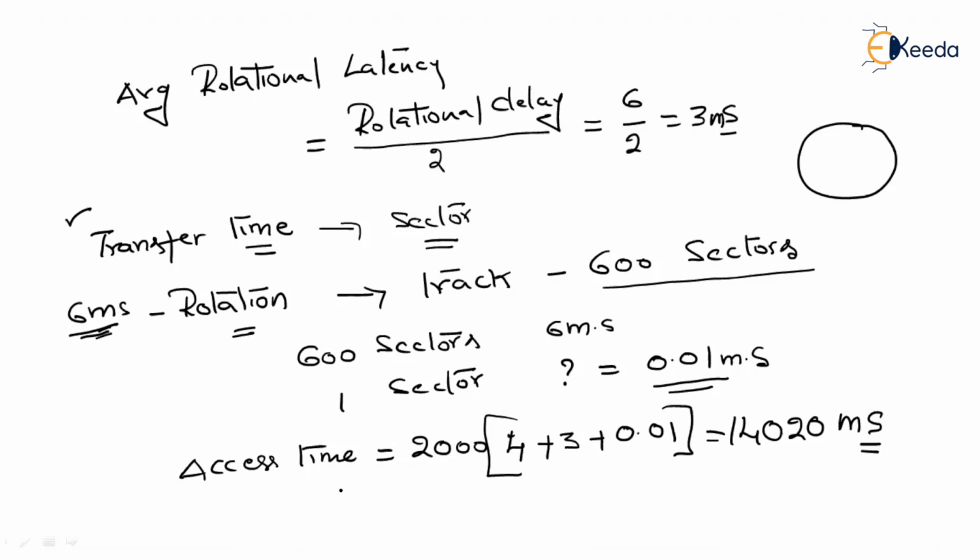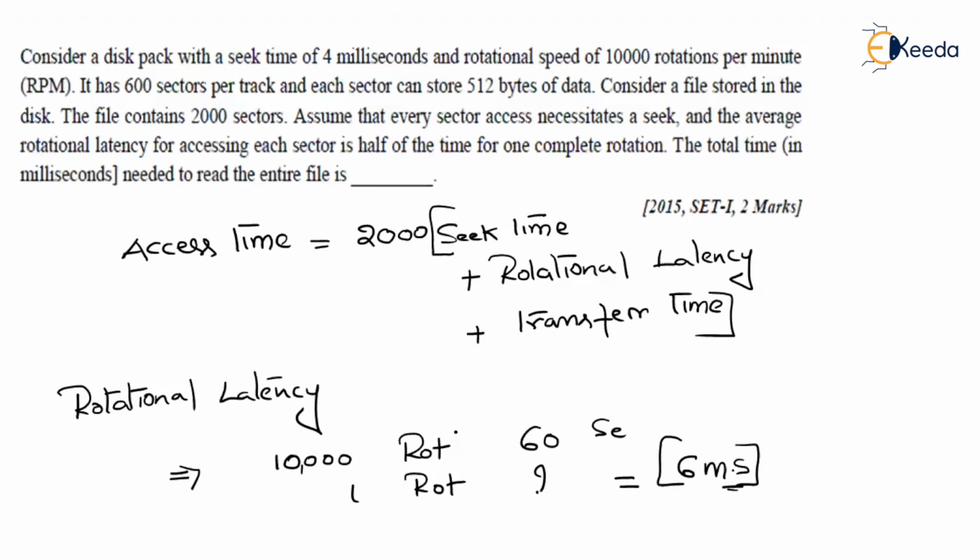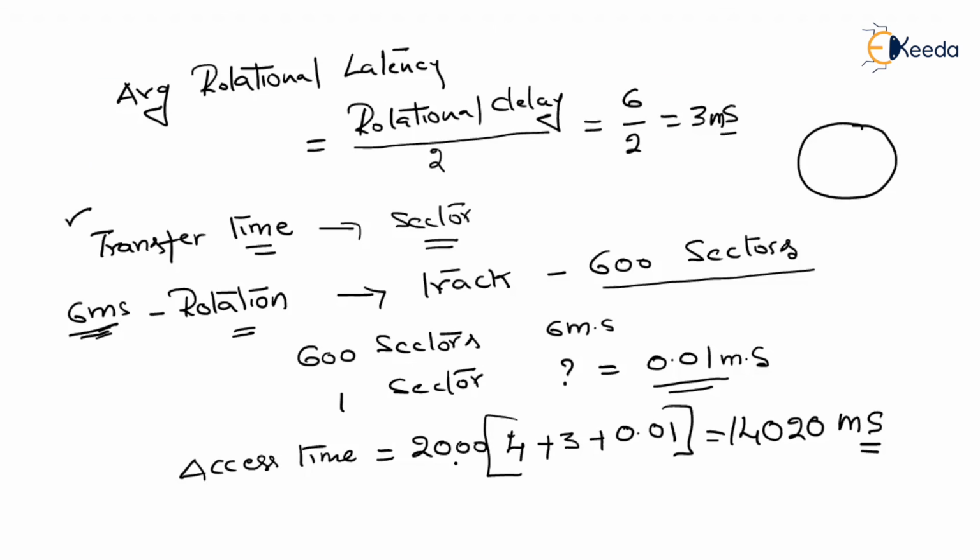So finally, the access time is equal to 2000 into, because every sector necessitates a seek. Here, every sector is going to necessitate a seek. That's the reason why 2000 is going to be multiplied with the seek time, which is equal to 4, plus the average rotational delay, which is equal to 3, plus the transfer time, 0.01. So that is equal to 14020 milliseconds. This is the answer.